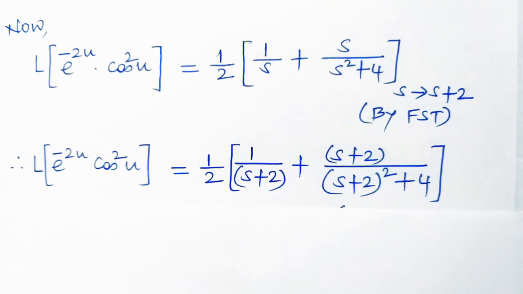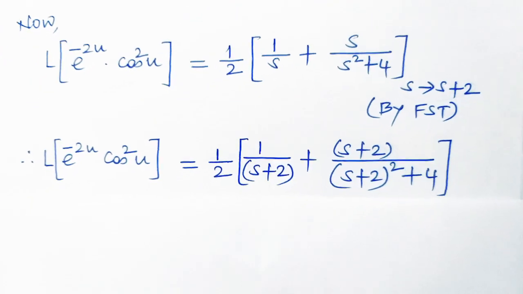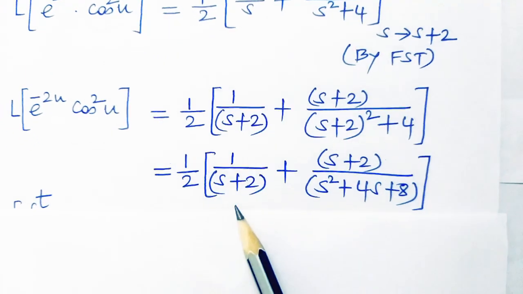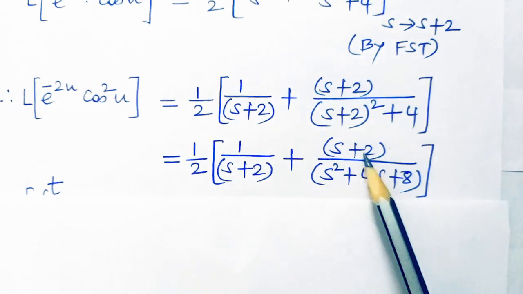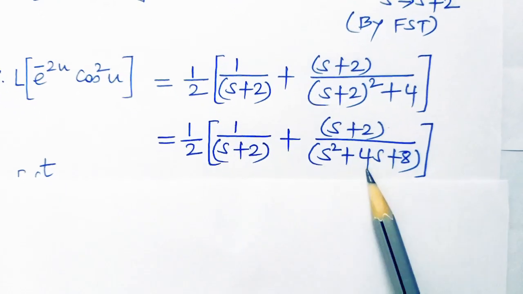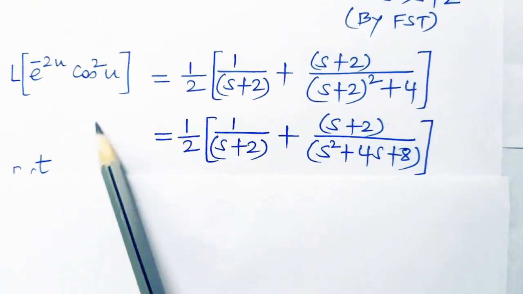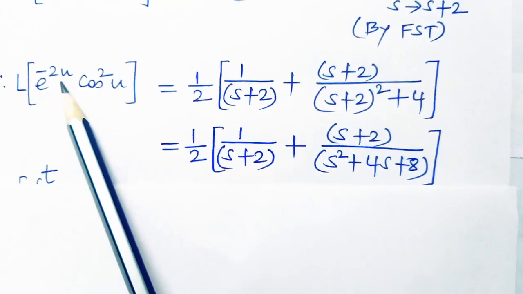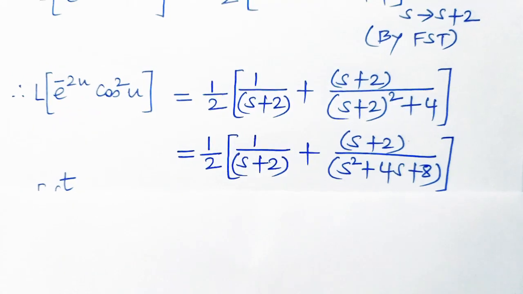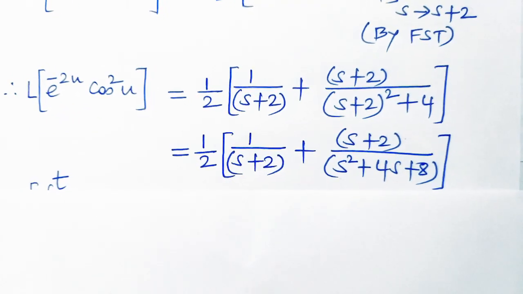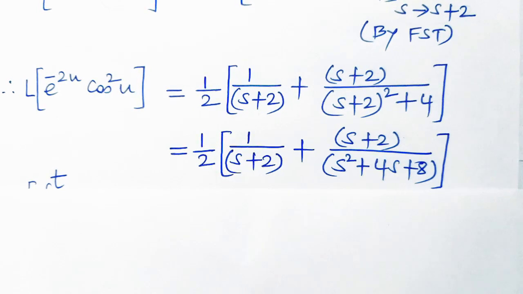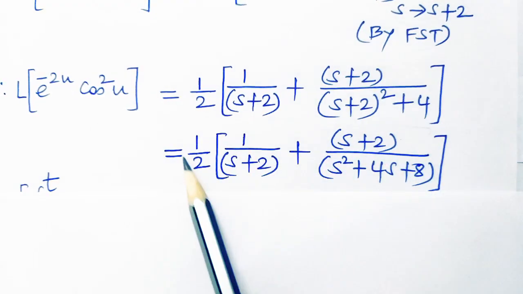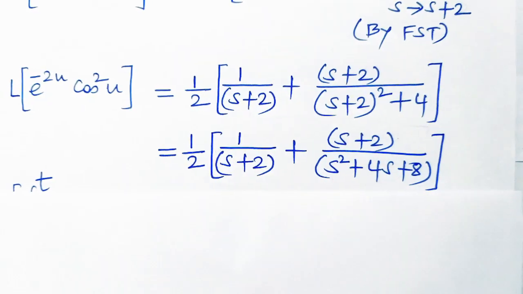So accordingly, we change s to s plus 2, and then on simplification, we obtain 1 by 2, 1 divided by s plus 2 plus s plus 2 divided by s square plus 4s plus 8. So here, we have seen cos square of u was included, e to the power of minus 2u is included. According to the question, now we need to introduce integration between 0 to t. And the moment we introduce integration between 0 to t on the left hand side, the entire right hand side expression should be multiplied with 1 by s.